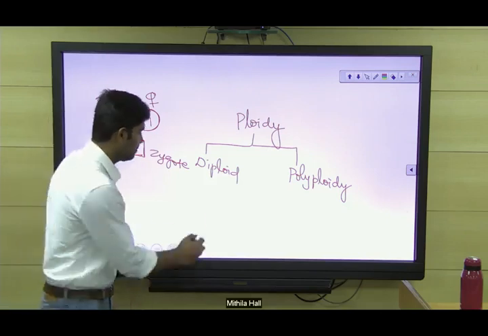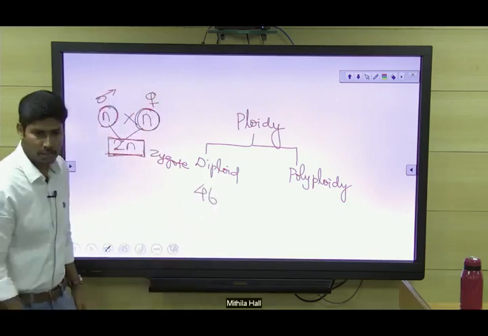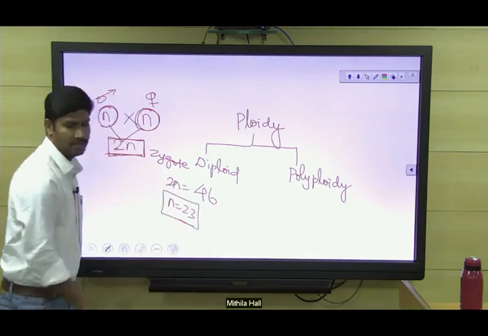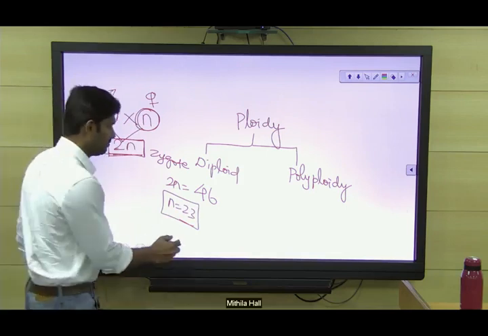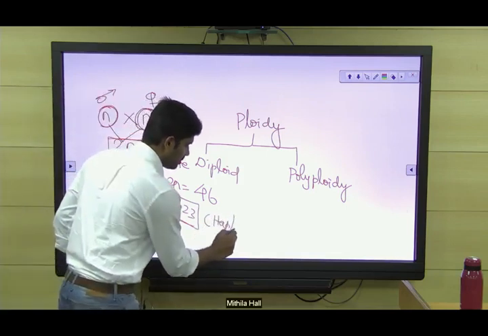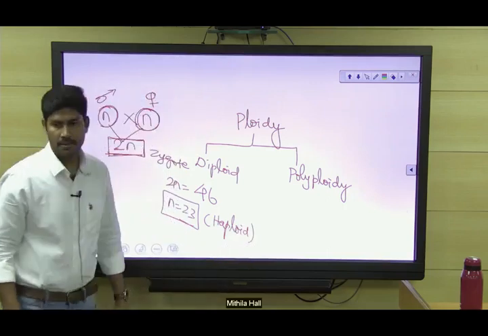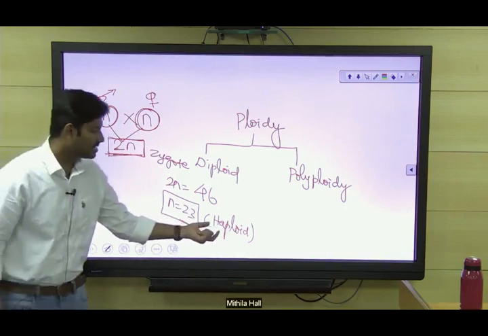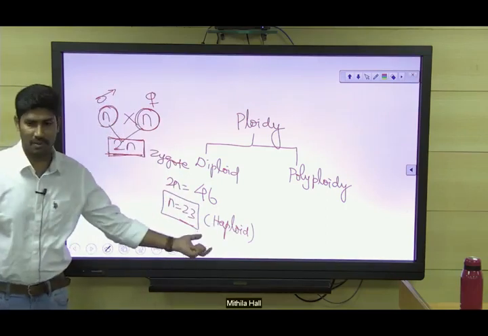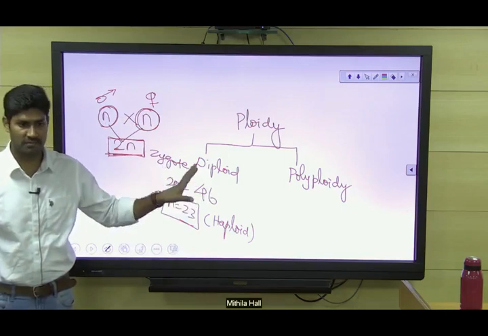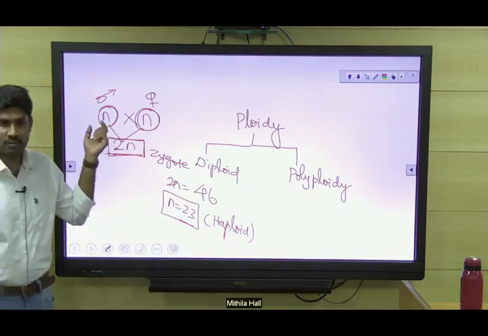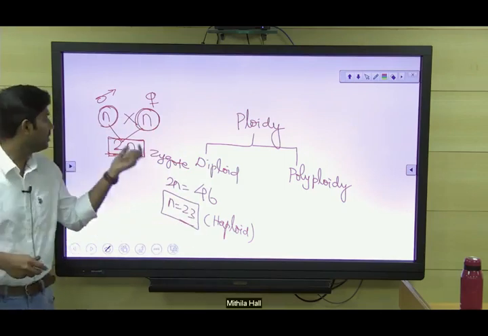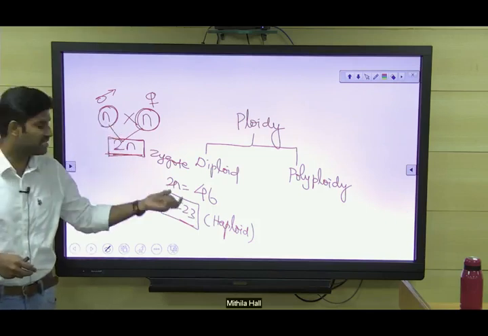So in human beings, we have 46 chromosomes. So the 2n number equals 46 and the n number equals 23. That is the haploid number. One more term we use: haploid. The single set of chromosomes is called haploid. So usually haploid is nothing but the gametic chromosome number. Usually individuals contain two sets of chromosomes, but the gametes, meaning sex cells, male and female, contain only half the chromosome number, the n number.